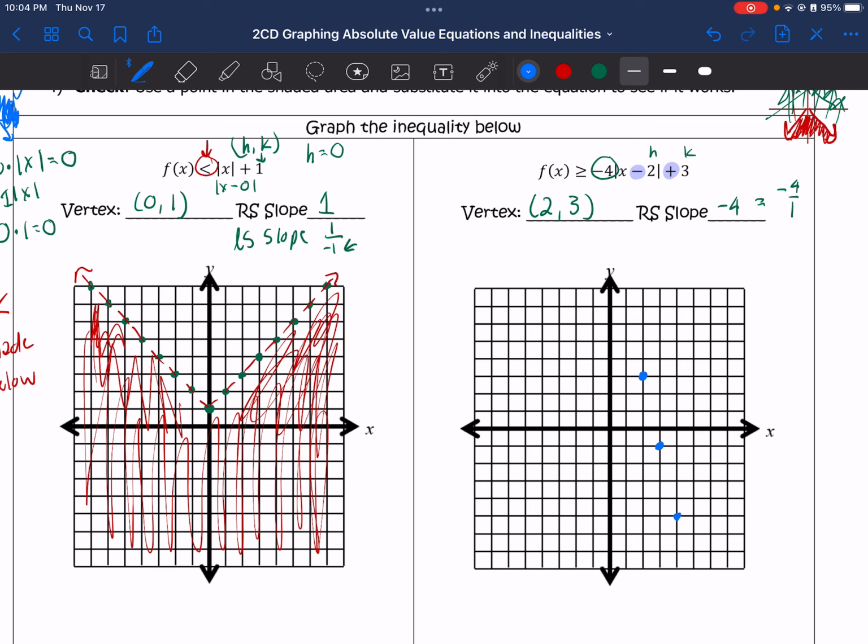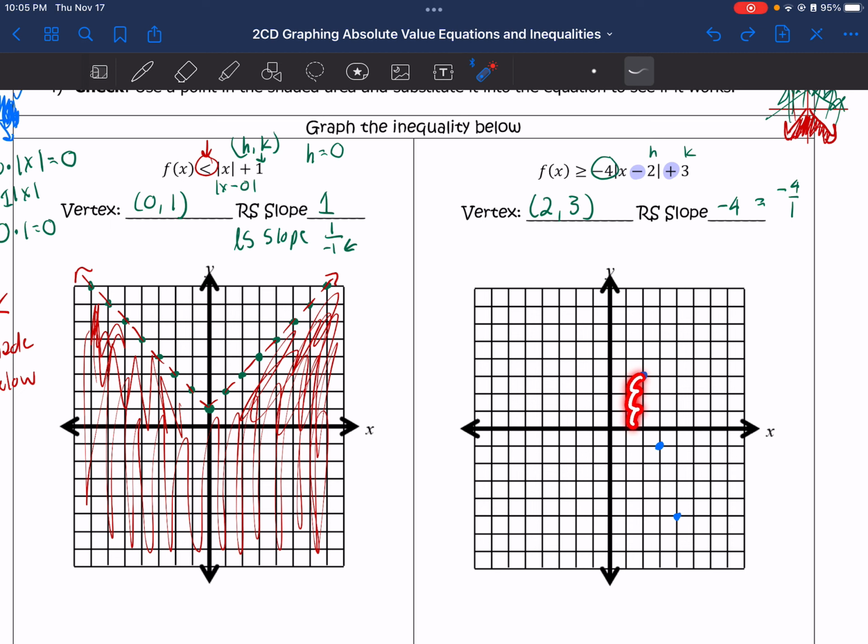Now we're going to look on our left side. Remember that we want a graph that is symmetrical. So we're going to go just across the vertex. And we're going to do everything the same, but instead of going to the right, we're going to go towards the left.